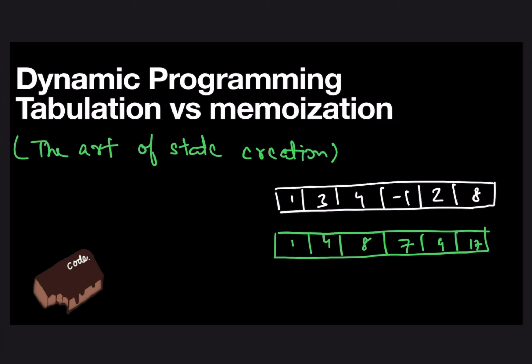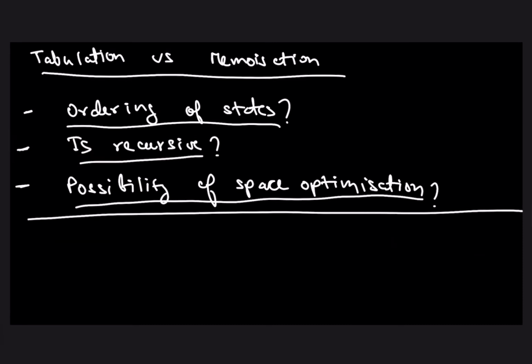Hey guys, so in these few set of videos, we are trying to understand the art of the state creation, that is dynamic programming, and in this particular video, we are trying to understand tabulation and memoization. So to understand tabulation and memoization better, we decided to select three different parameters to compare them upon. The benefits will be you will get a hand-in-hand comparison between tabulation versus memoization, and you'll also get an understanding of tabulation and memoization, what they actually are.